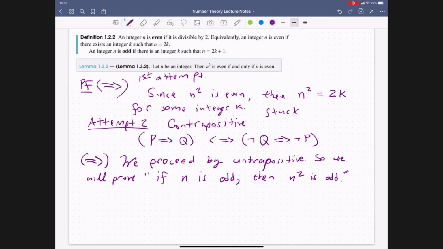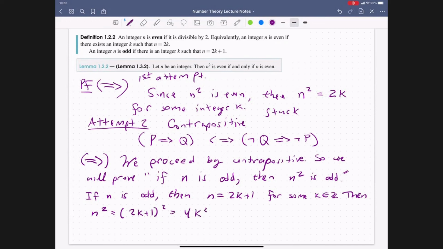And this is a much easier statement to prove with what we have right now. So for example, if n is odd, then n is equal to 2k plus 1 for some integer k. But then n squared is equal to (2k plus 1) squared. So 4k squared plus 4k plus 1, which is 2 times (2k squared plus 2k) plus 1, which is odd by definition.